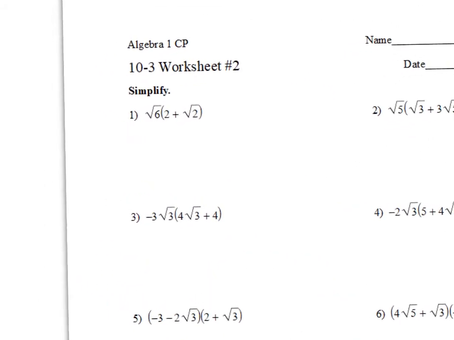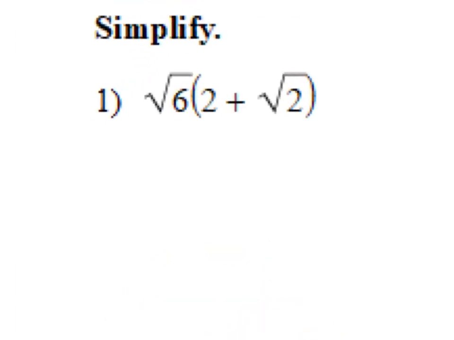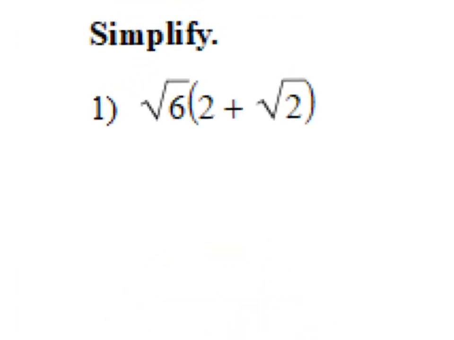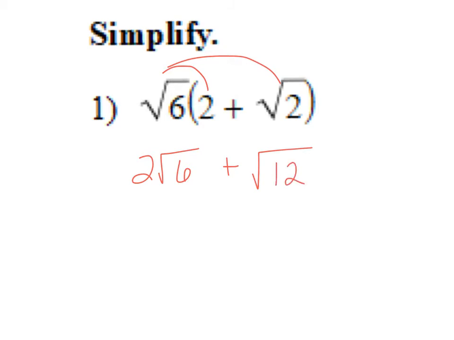Okay, this is the answer key for 10-3 worksheet number 2. All right, so we're going to start by distributing. So I'm going to take the square root of 6 to both parts. Now when I take the square root of 6 to the 2, I'm going to have a 2 on the outside, and the 6 is going to stay on the inside. Plus, and then here I'm going to take the 6 times the 2, and since they're both inside, I'm going to multiply and get 12.